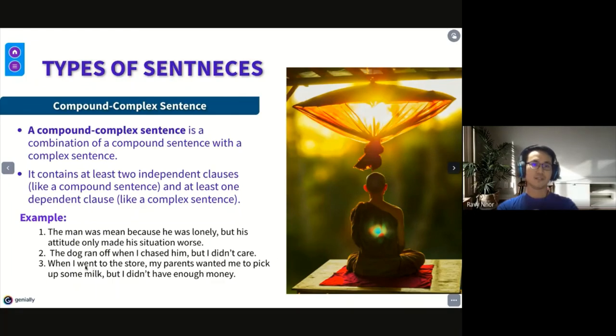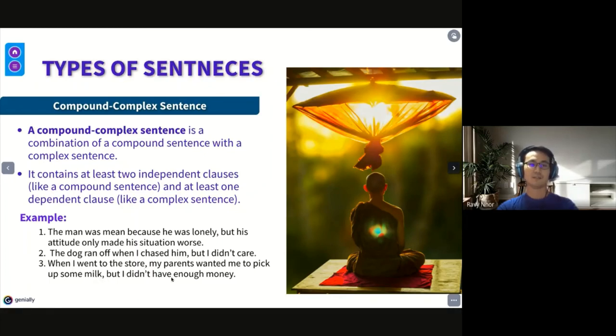When I went to the store, my parents wanted me to pick up some milk, but I didn't have enough money. The first part, when I went to the store, my parents wanted me to pick up some milk, is complex, because the dependent clause is followed by a comma.